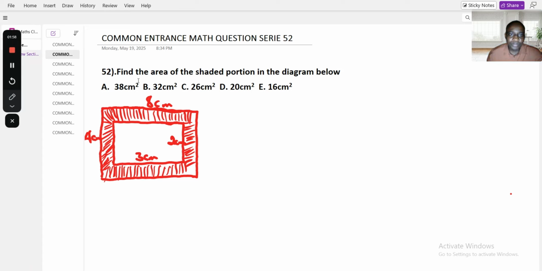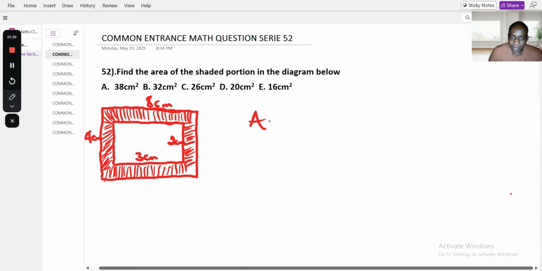The next question, find the area of the shaded portion in the diagram below. They want us to look for the area of this shaded portion. Now we have the full rectangle that is shown here, 8 by 4, and the inner one, which is a rectangle, shown as 2 by 3. The first thing, the area we are going to look for, what is the formula for the rectangle? It is length times breadth.